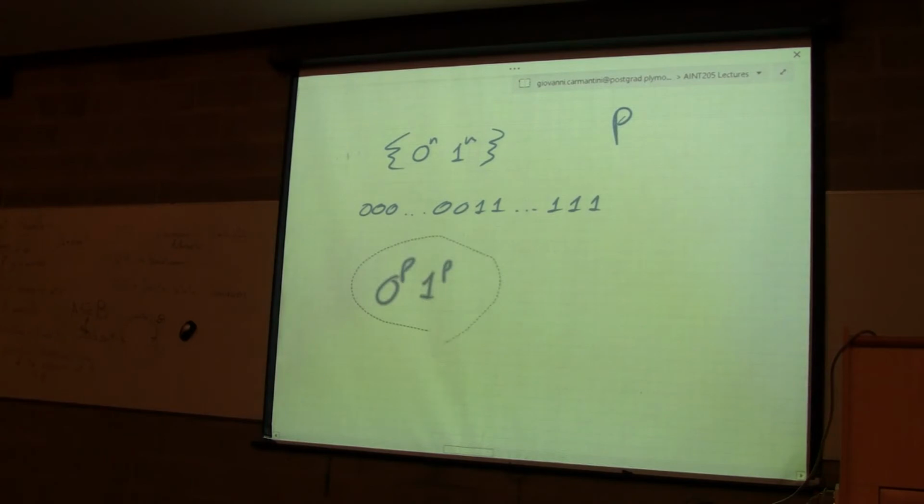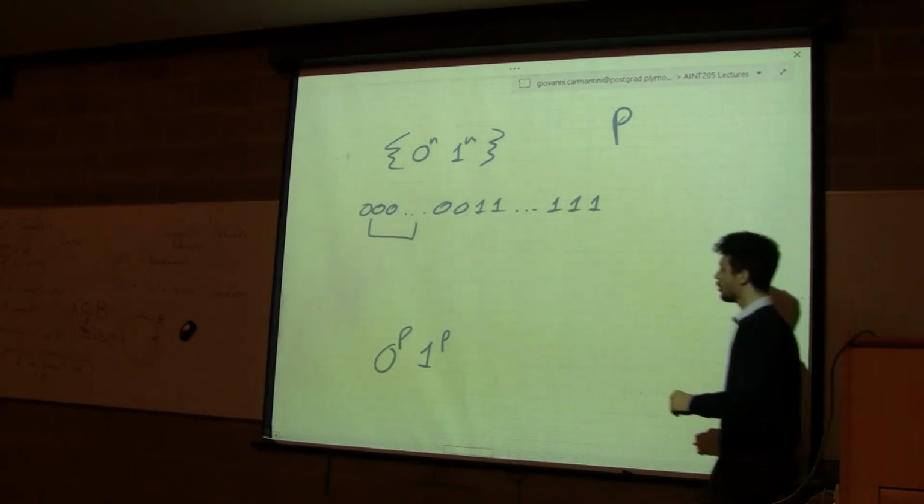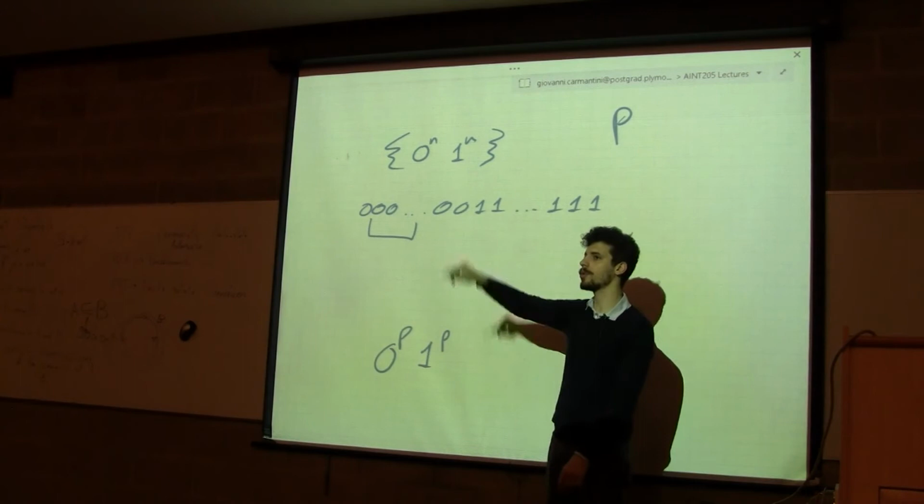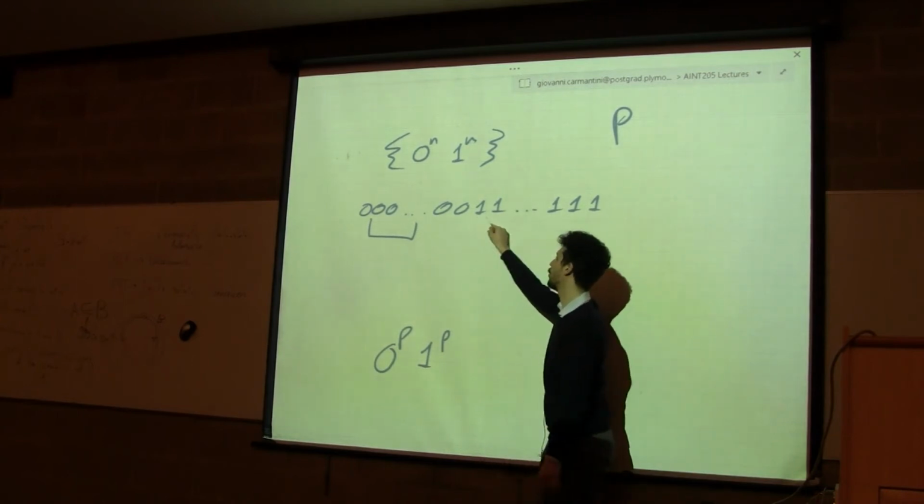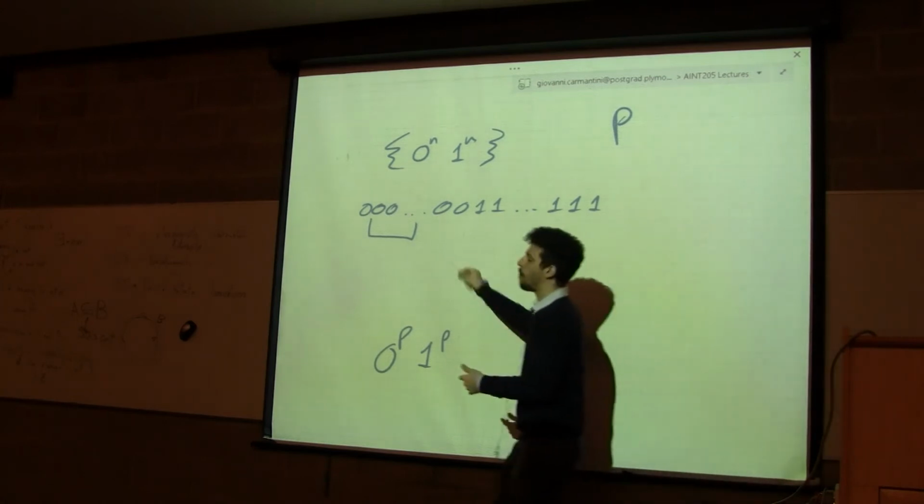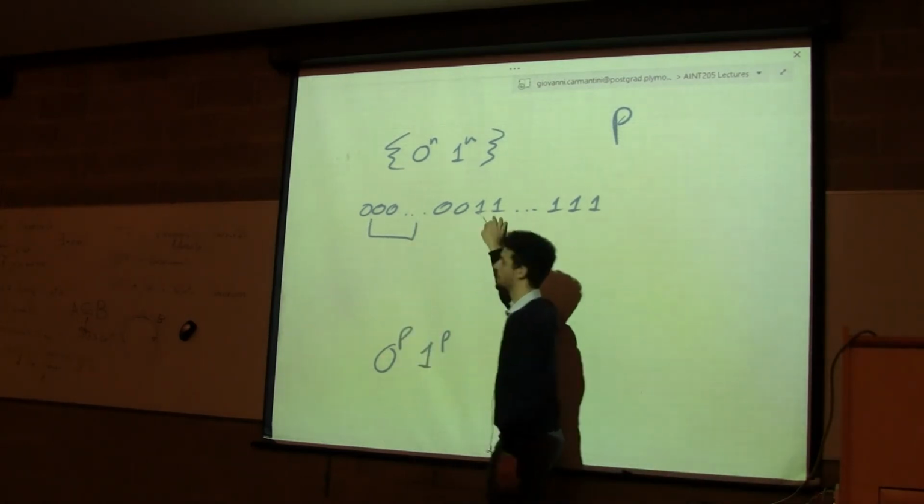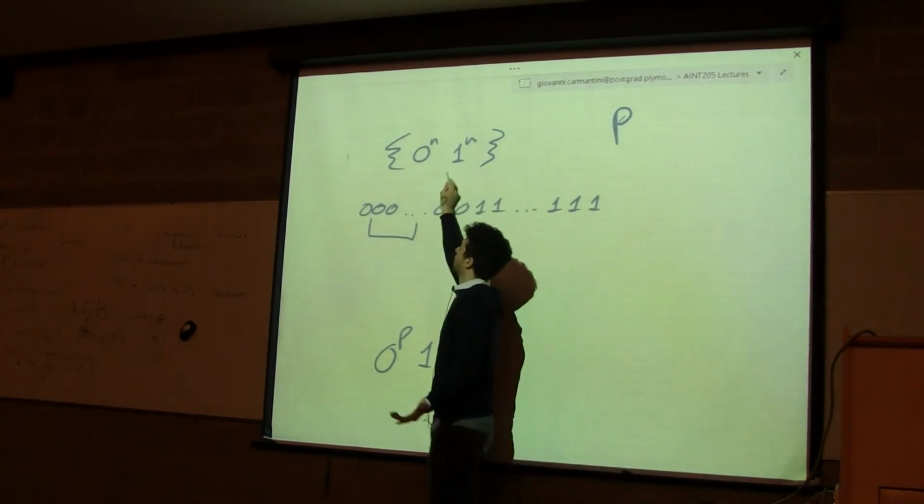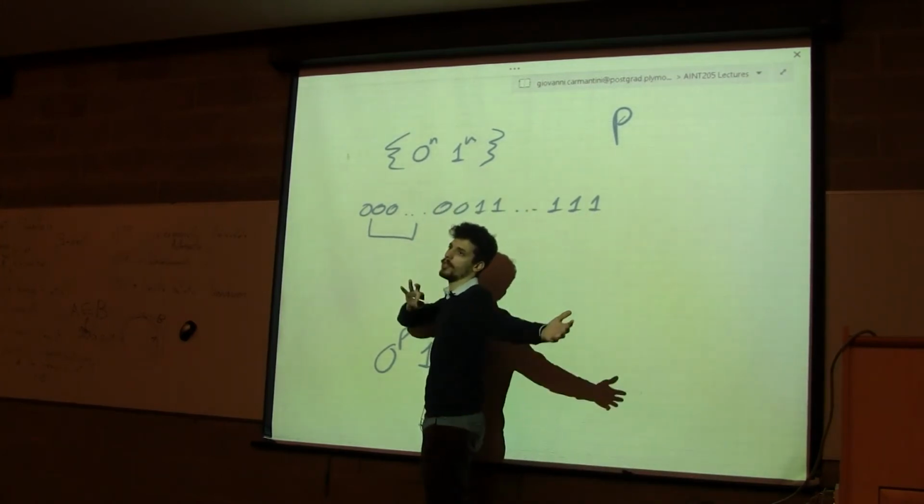But this is impossible. Why is that? Well, okay, let's say that the loop is somewhere on the side of the zeros. So you do your 0, then you have a loop 0, 0, 0, 0, 0, 0, 0, 0, 0, 0, 0. You exit the loop, you do the ones. That's not possible. Why? Because if you pump that string, you're adding more zeros, but you're not adding more ones. And so your string is not in this form here. You have more zeros than ones.